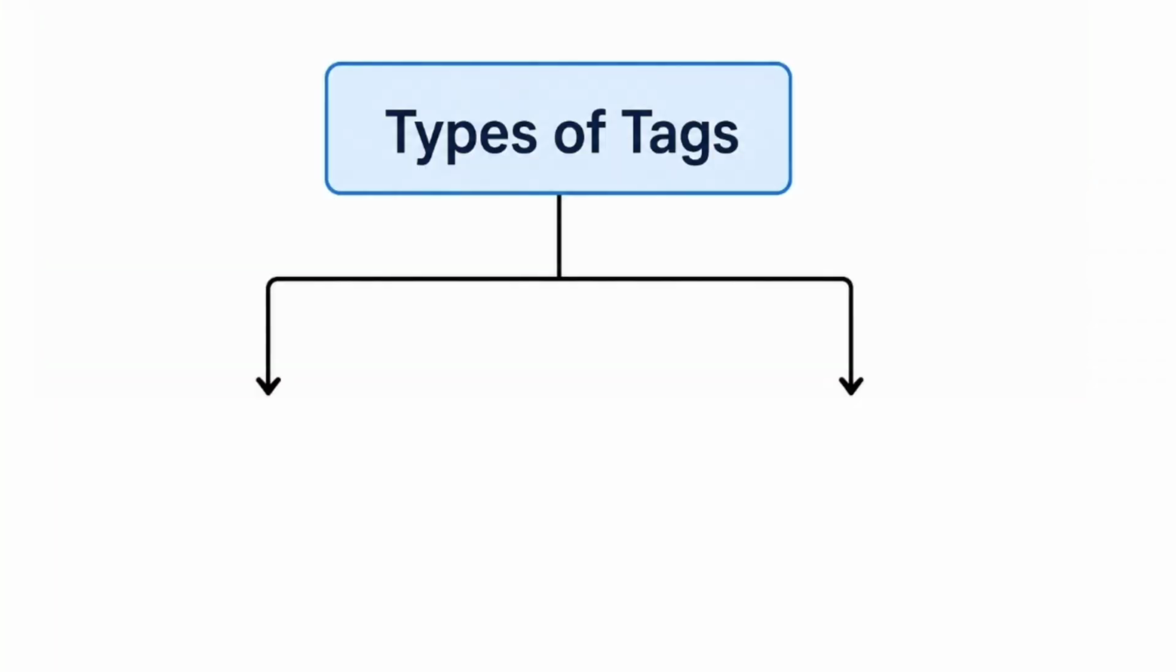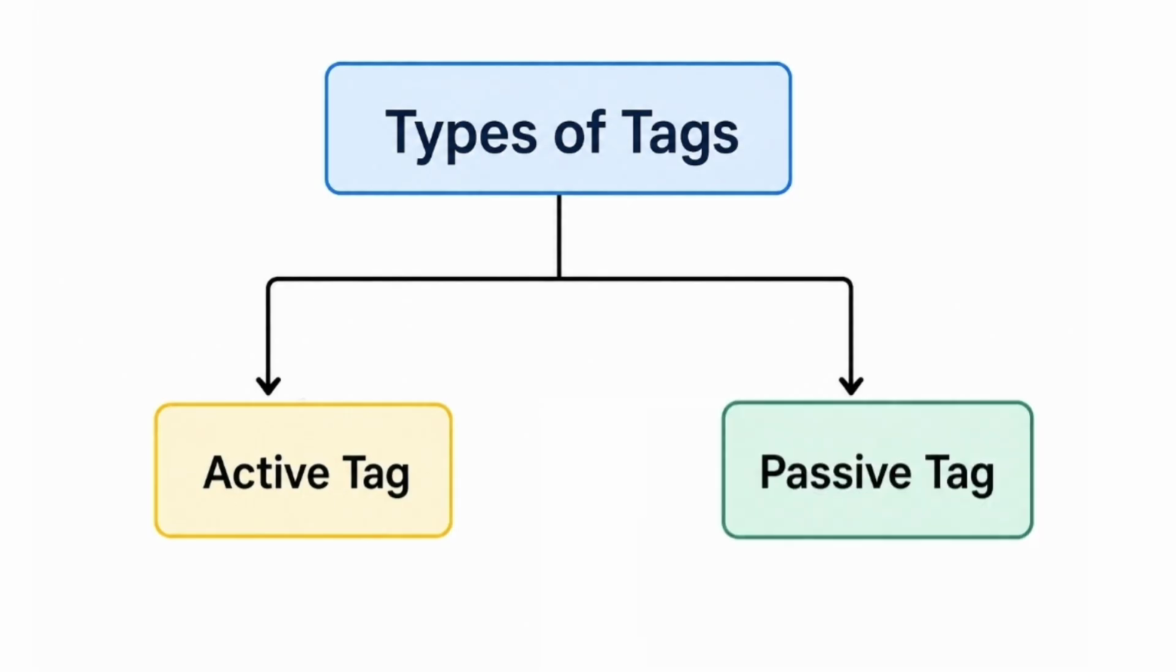Now there are two types of tags in RFID. First one is the active tag, which relies on its own battery for powering its chip, and it creates the magnetic field using its battery. Second one is a passive tag. It doesn't have its own battery. It relies on the magnetic field which is generated by the RFID reader. So the tag that we are using in this video is a passive tag.